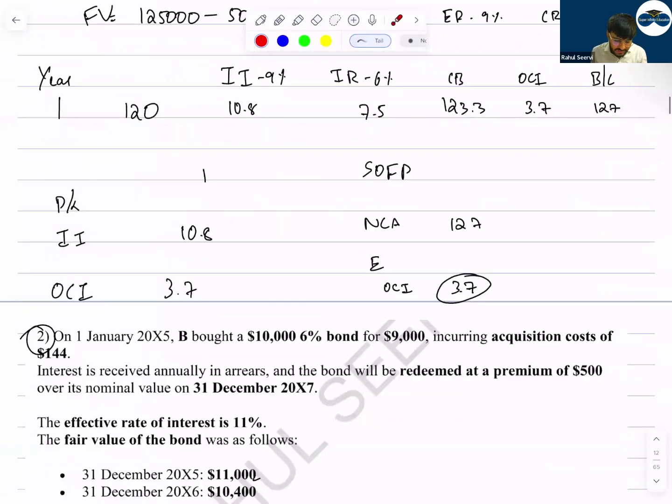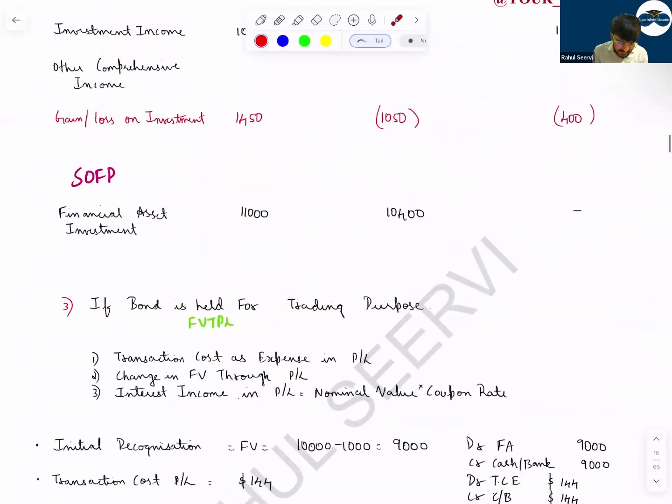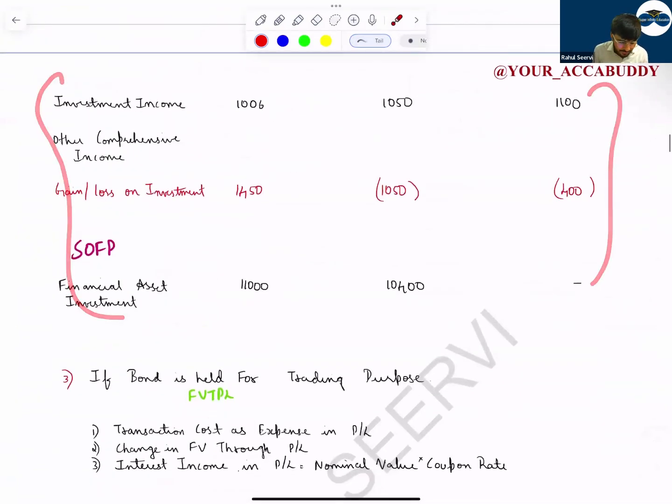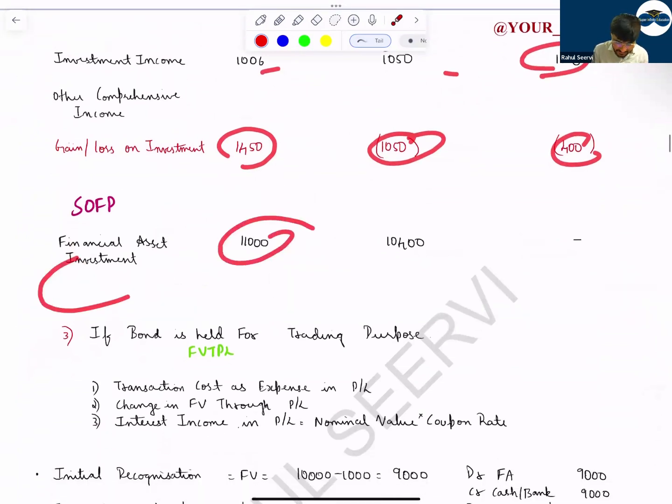We have discussed a lot of questions regarding this one. Then we started a discussion regarding this: this is the way you present a financial asset at OCI. We have to present finance income, investment income, and financial asset.